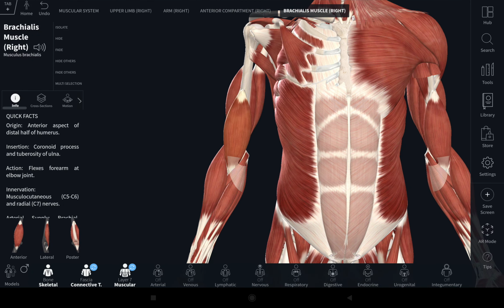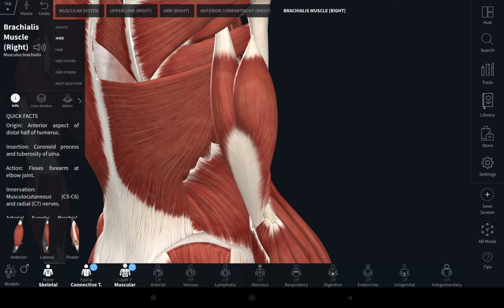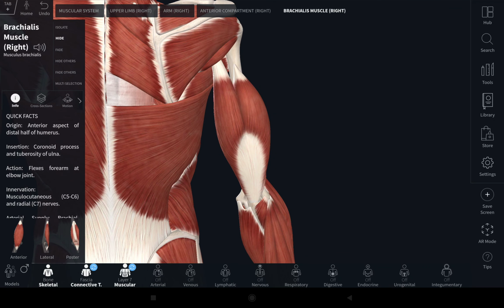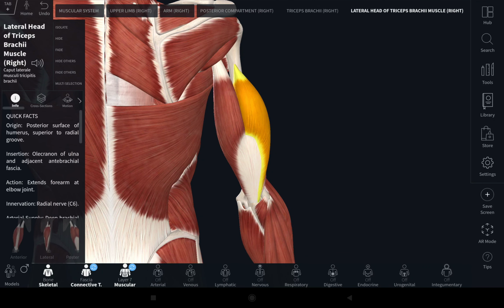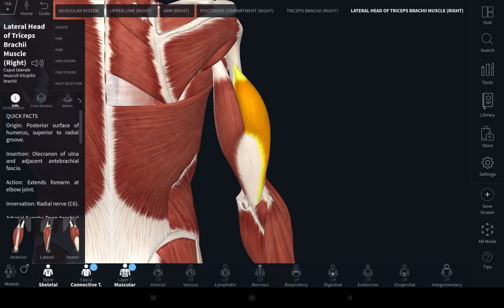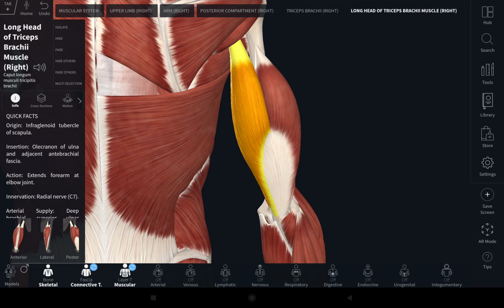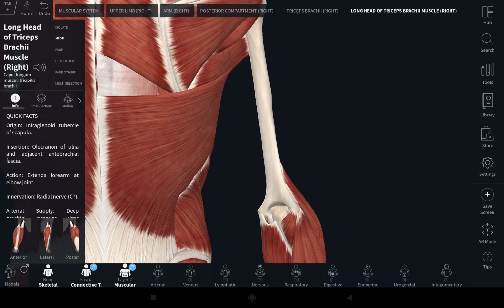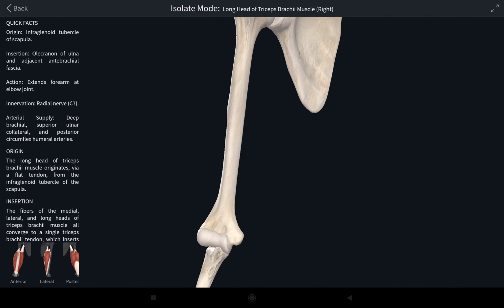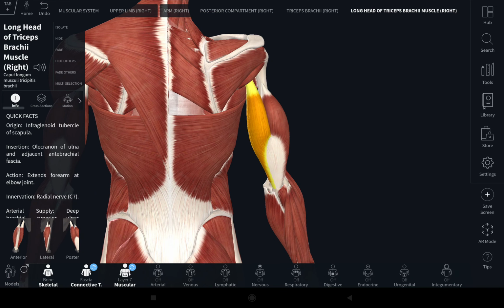Then we remove the brachialis muscle. Then the next muscle behind your arm is the triceps muscle. It has three parts: the lateral head, the long head, and if we remove the long head, then we will see the medial head of the triceps. This is the triceps muscle.